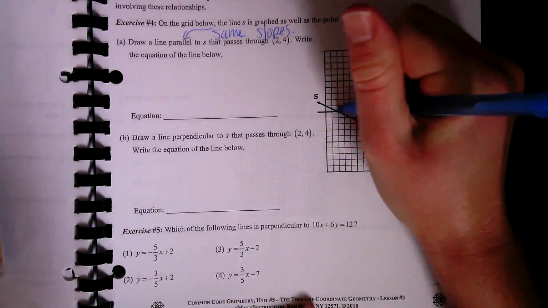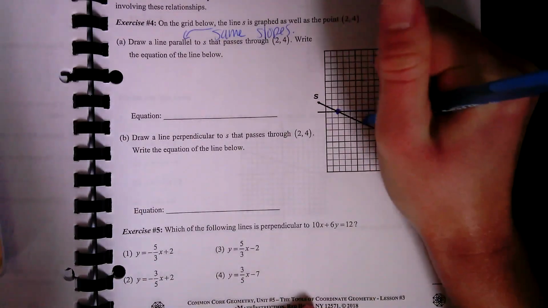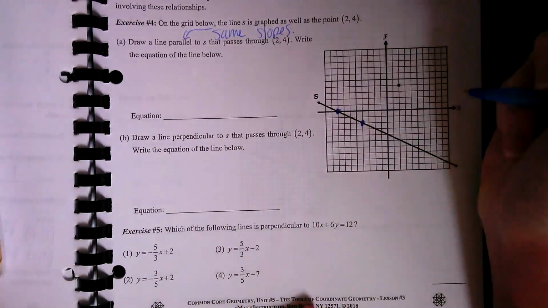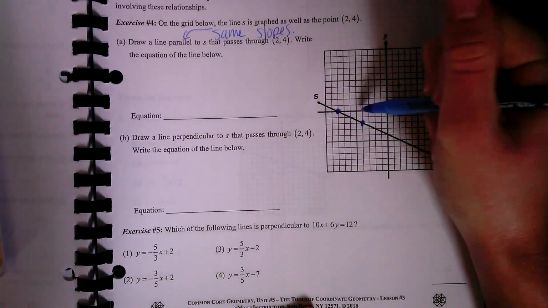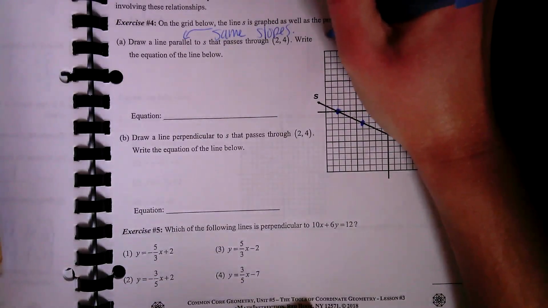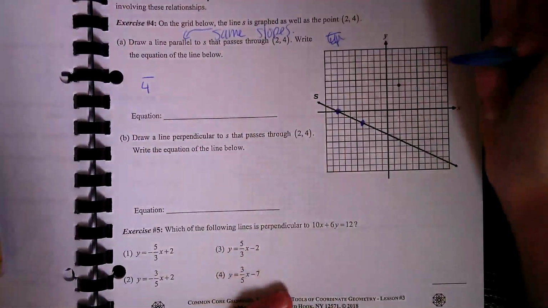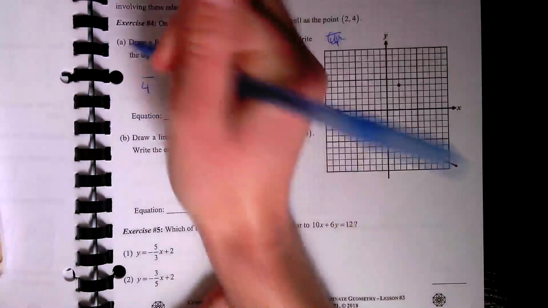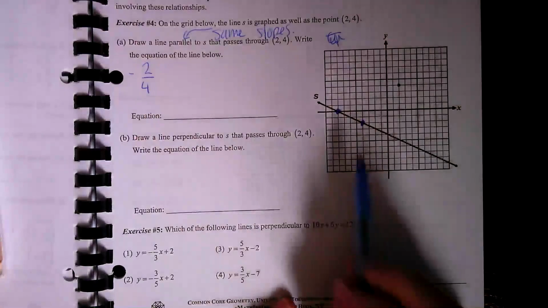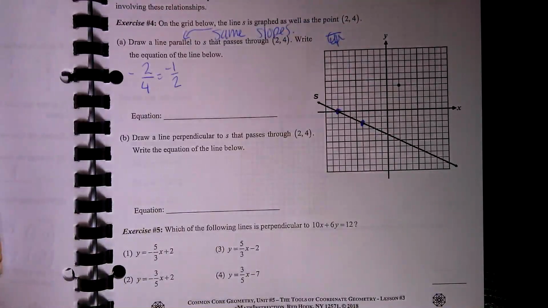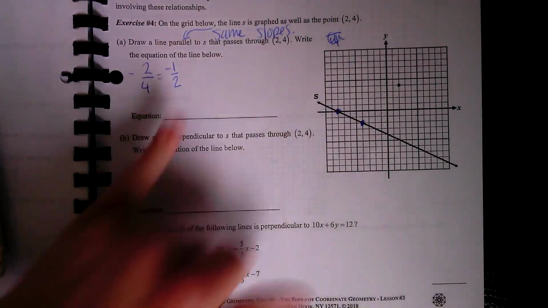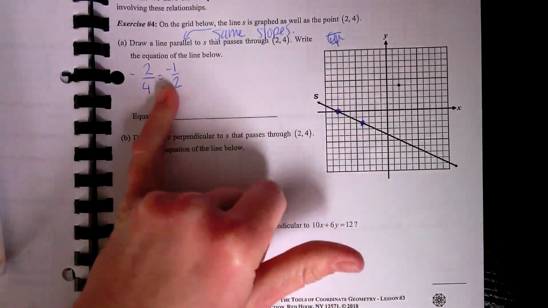Now we can just find 2 points that are on the line. Okay. So it looks like the slope is 1, 2, 3, 4, so over 4, and then down 2. Remember, it's negative because it's going down from left to right. So our slope is -1/2. And since we want a line parallel to S, we're going to use this slope here.